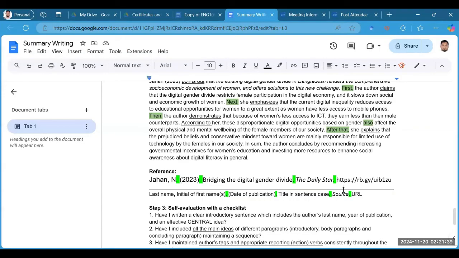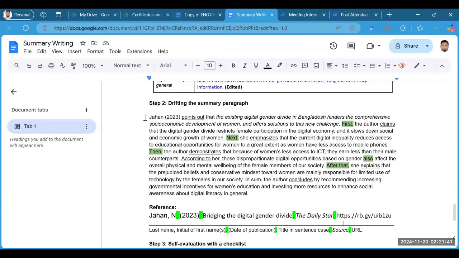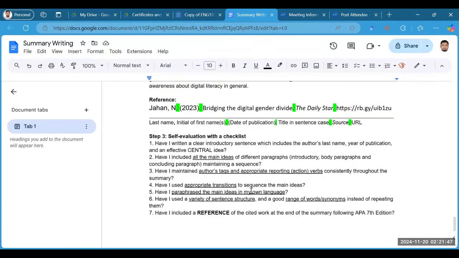So now it is time to actually check whether we have written a good summary paragraph. Okay, how? We can follow a checklist. This is a checklist I have created, consulting the rubric. There is a rubric in your booklet. You can check the rubric for marks distribution, but I have made a simple checklist for summary writing.